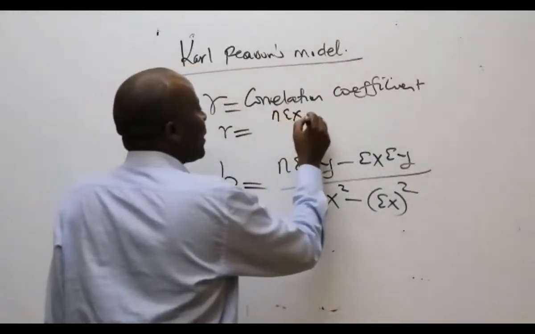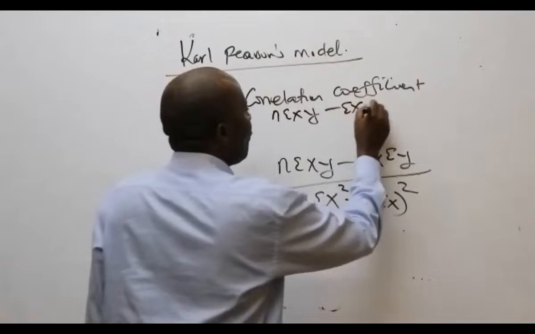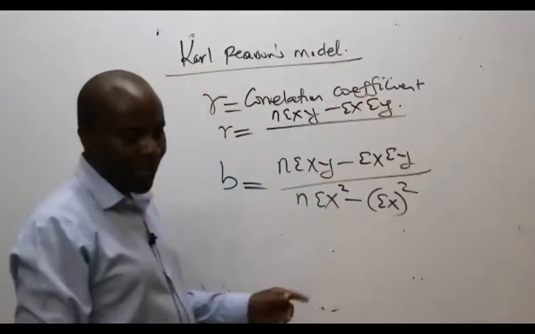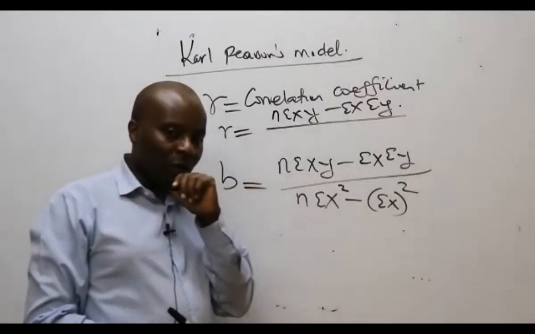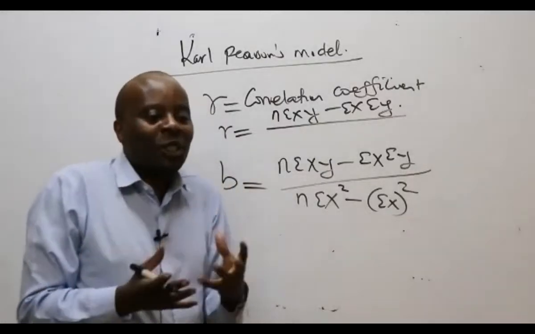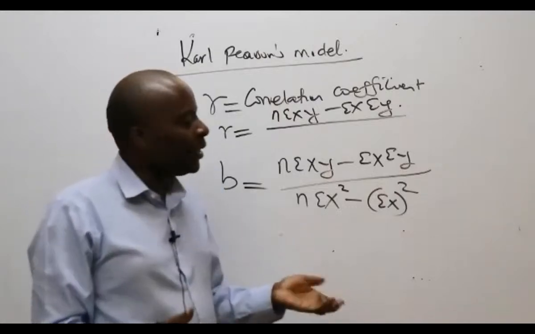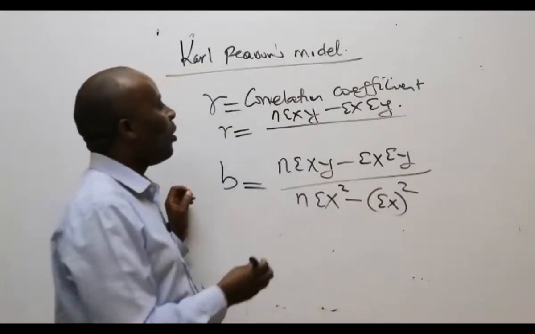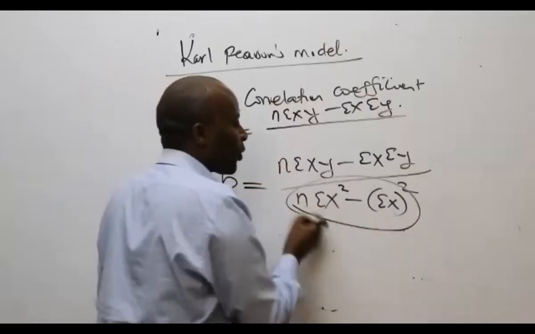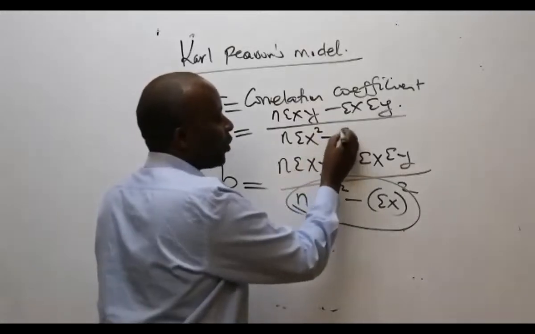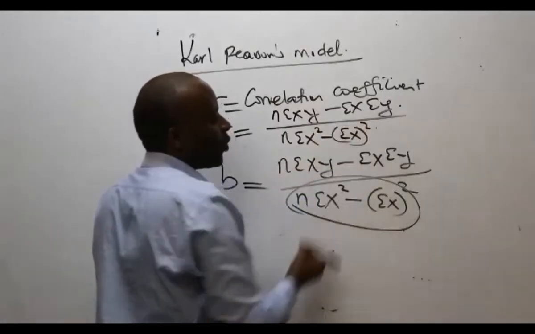So we have here n summation of xy minus summation of x, summation of y, all over. Now, the moment I have taken care of the numerator, there is also something I know about the denominator. There is also a relationship about the denominators. If I understand this, I have understood the entire thing. So for the denominator, what I need to do is copy this: n summation of x squared minus summation of x, squared.